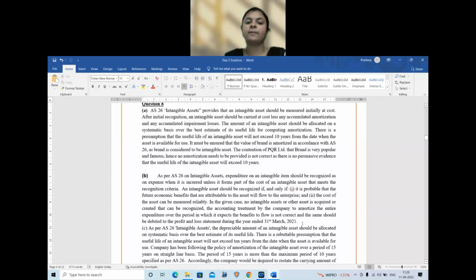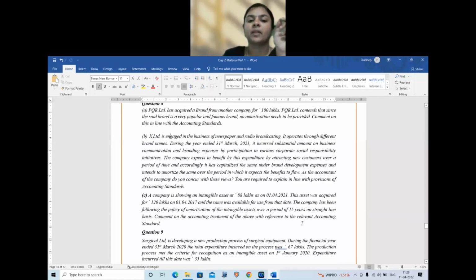Okay? Now here, one more point that you can add for value addition in your answer is that it is certain that future economic benefits will flow. Second, the cost of the activity has to be identified reliably. Because they have mentioned that it is participating in various initiatives, it might be difficult for it to identify the cost. So if you write that point also, it will add value to your answer.